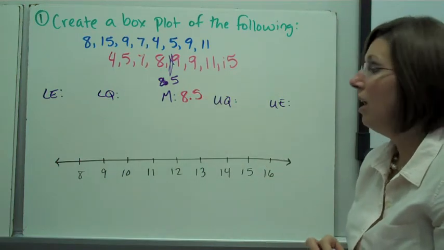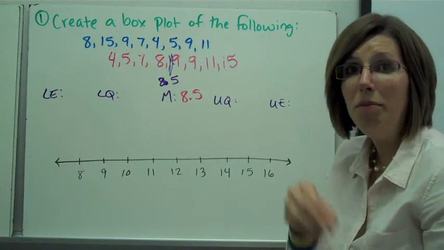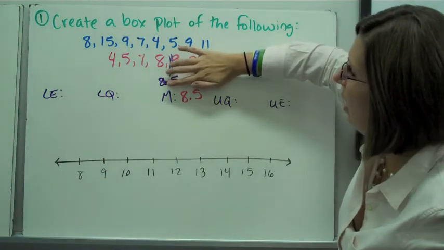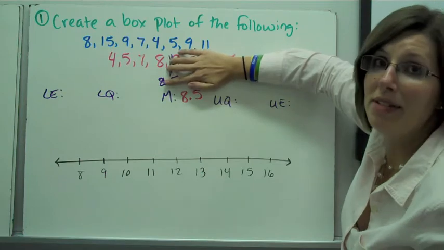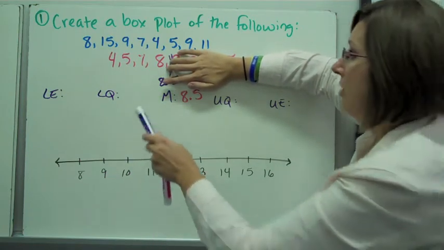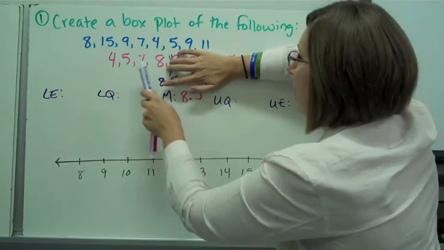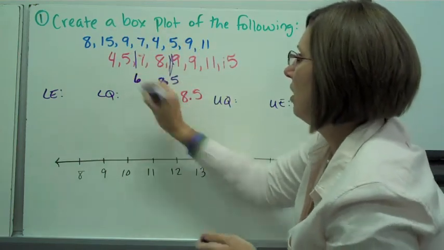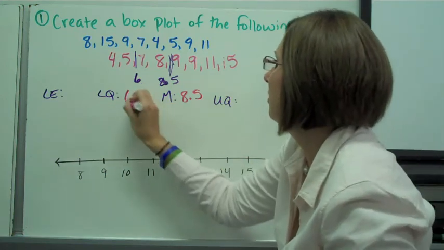To find my lower quartile, I am not allowed to use the median that I just found. So I'm going to cover up my median and all my pieces of data above the median, because right now I'm going to focus my attention on the lower half of the data. I'm going to find the middle number, which is halfway between 5 and 7, which is 6. So my lower quartile here is 6.